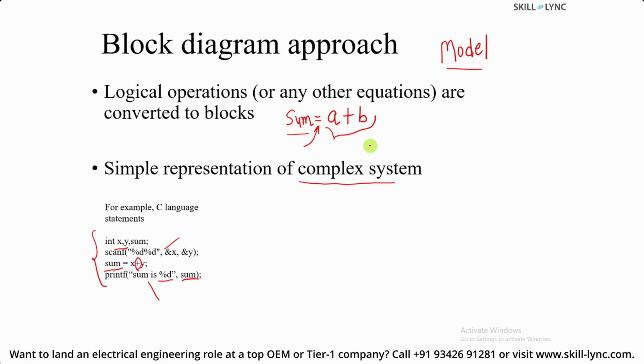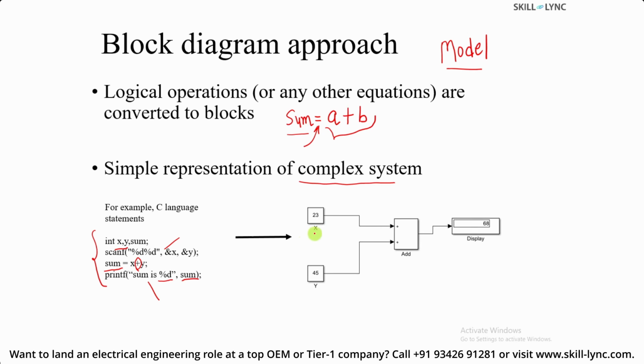So here we are taking just two variables. It may be any complex situation or system, or maybe any complex equation. So if I convert this C program, or maybe a MATLAB script of adding two variables, into a block diagram, a Simulink block diagram will look like this, right?